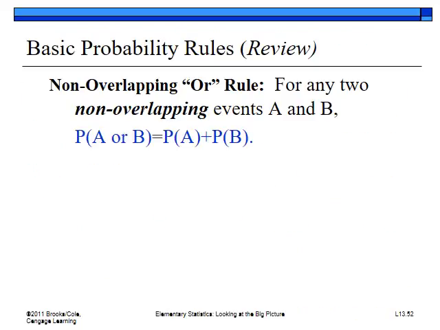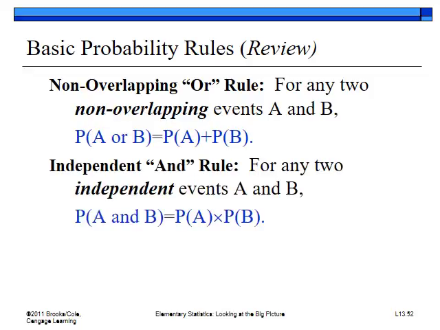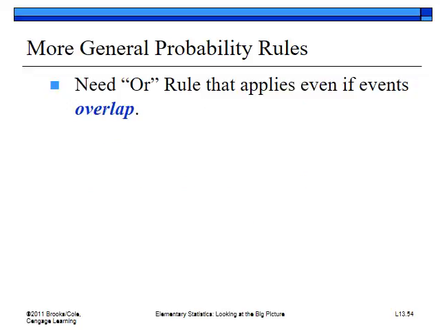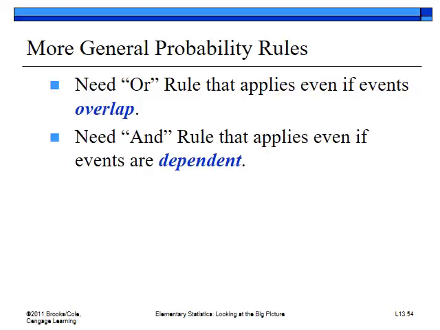So to recap, if events don't overlap, they are mutually exclusive, then the probability of A or B is the probability of A plus the probability of B. If 2 events are independent, then the probability of A and B is the probability of A times the probability of B. In general, we need to find a way to find probabilities of things connected with ORs, even if the events are not mutually exclusive. It would also be nice to have a rule for computing AND probabilities, even if we have dependence, and we're working toward that.